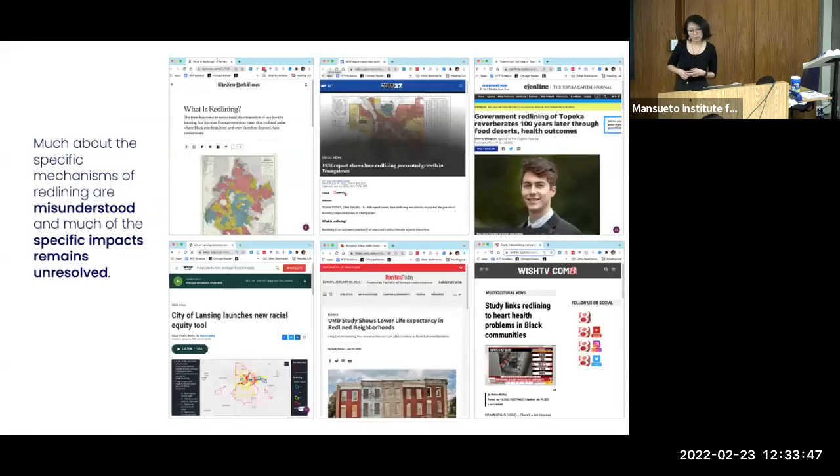results. This paper is part of a larger investigation into the ecosystem of redlining's practices. Despite the prevalence of redlining in the general discourse, I think most of these articles are from the last few weeks. Until recently, these practices haven't been quantitatively examined, especially not at a national scale. That's because most of the redlining data hasn't really been available. As a consequence, this is a practice where much about the specific mechanisms is misunderstood and much remains unresolved in terms of where the specific impacts lay.